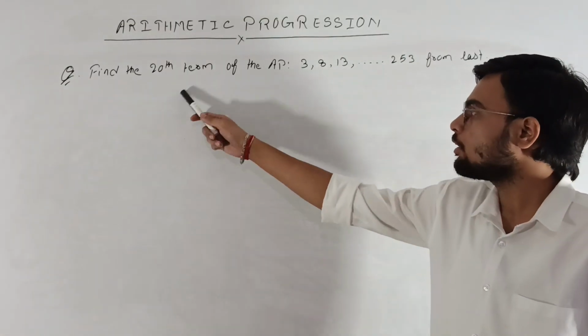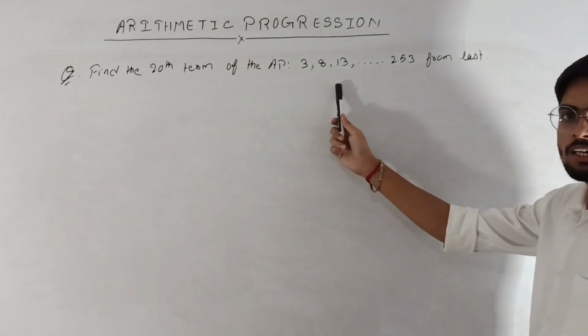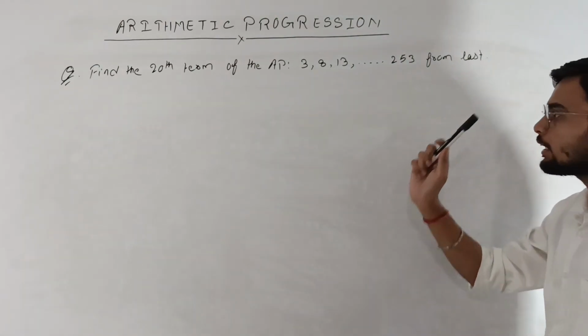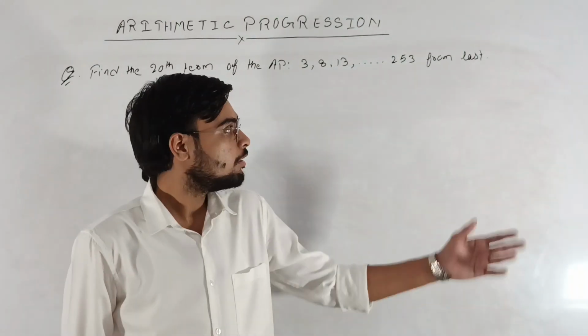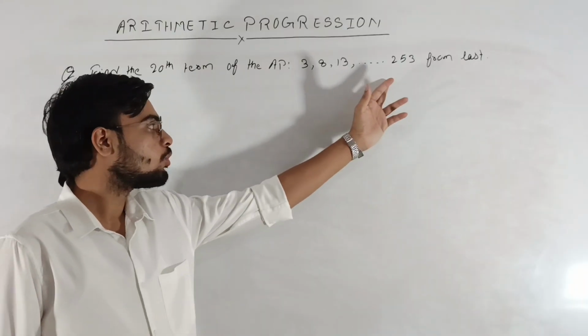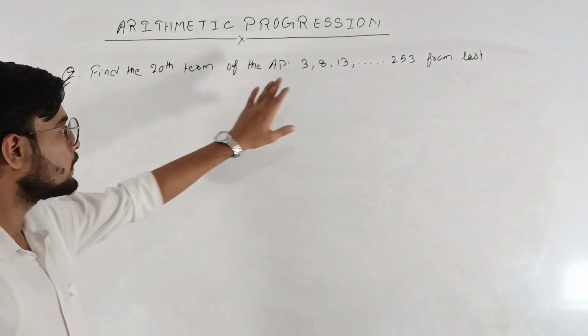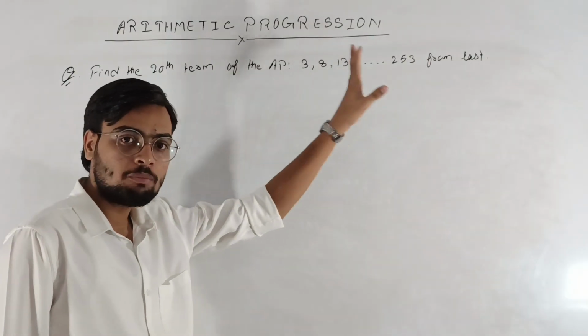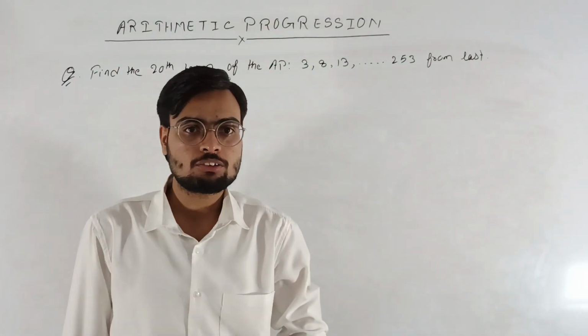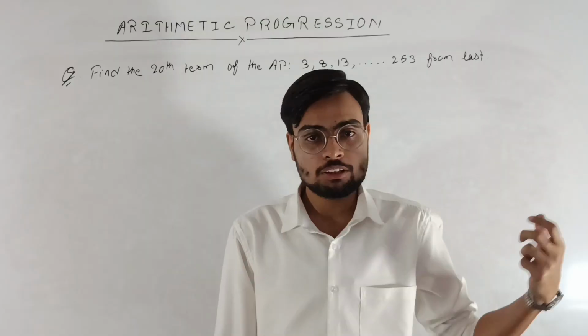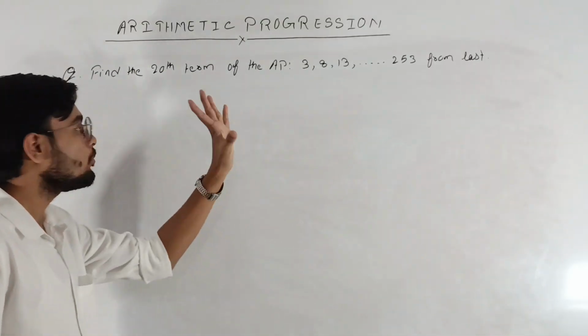The question is: find the 20th term of the AP 3, 8, 13, up to 253, from last. We have an AP 3, 8, 13 and so on up to 253. We have to find the 20th term of this AP from last. Till now we found any term from first, but in this question we have to find a term from last.